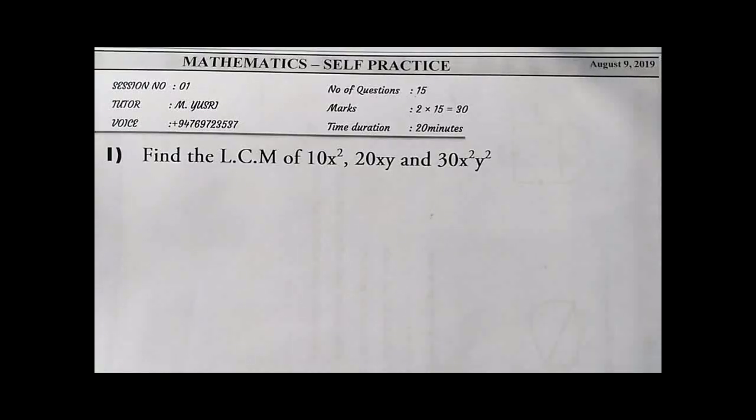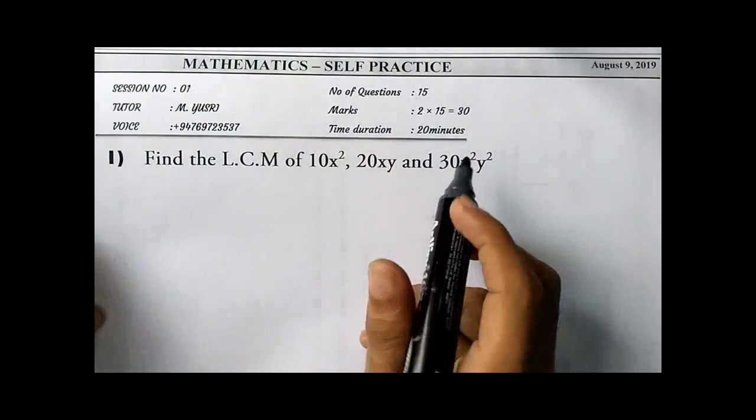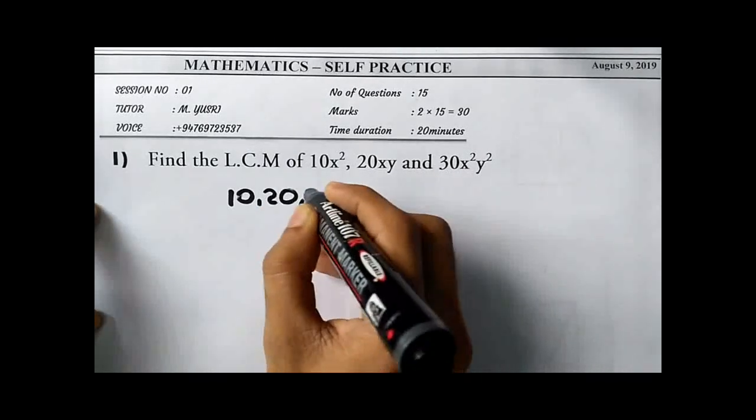Hi guys, so today we are going to practice the second paper. You can see the first question is related to LCM, right? Find the LCM of 10x squared, 20xy and 30x squared y squared. First of all, we'll consider these coefficients: 10, 20 and 30.